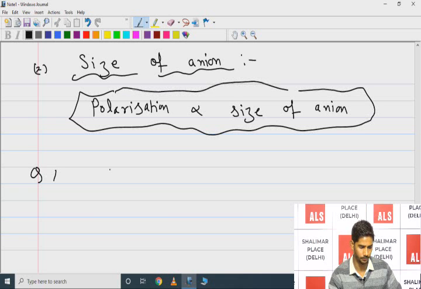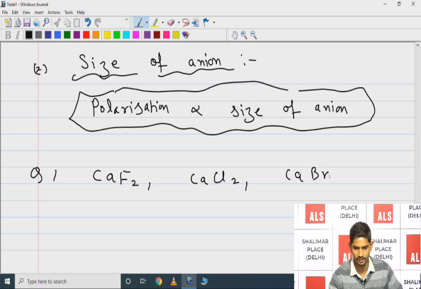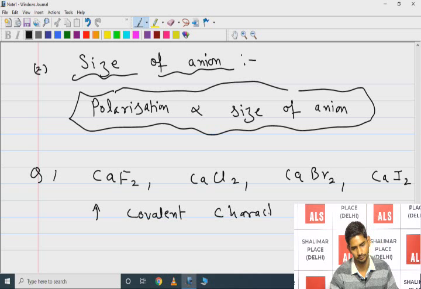Now question is for you. CaF2, CaCl2, CaBr2 and CaI2. Arrange them in the order of increasing covalent character. Increasing covalent character. Do this and then tell me the answer.